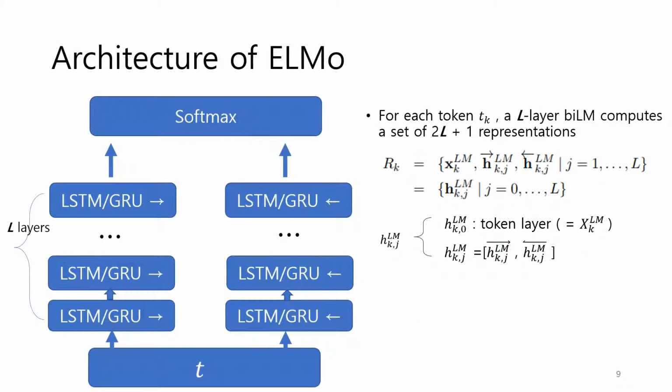This is the architecture of ELMo. We have a sequence of words T as an input and L layers of recurrent units stacked. And on the top there is a softmax, which is the training mechanism. For each token, an L-layer bidirectional language model computes a set of 2 multiplied by L plus 1 representations.